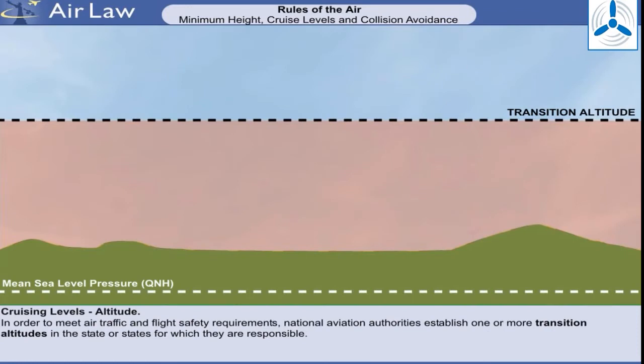Now let's move on to the question of cruising levels. You should note here that the word level used generally in air law refers to height, altitude, or flight levels. However, in this lesson, we will be talking about either altitudes on the one hand or flight levels on the other. In order to meet air traffic and flight safety requirements, national aviation authorities establish one or more transition altitudes in the state or states for which they are responsible.